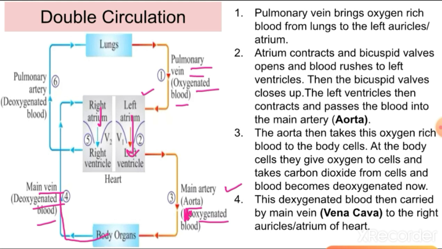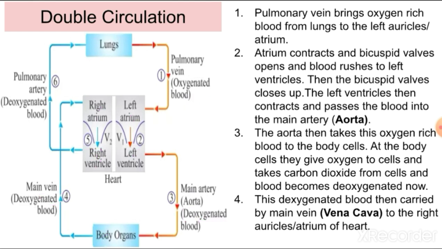Then the right atrium will contract, the valves open up, the blood will rush down to the ventricle, then the valves get closed. When the valves get closed, they produce a sound of lub. Then the ventricle contracts and the blood passes into the pulmonary artery. The pulmonary artery then takes the blood to the lungs to get oxygenated.